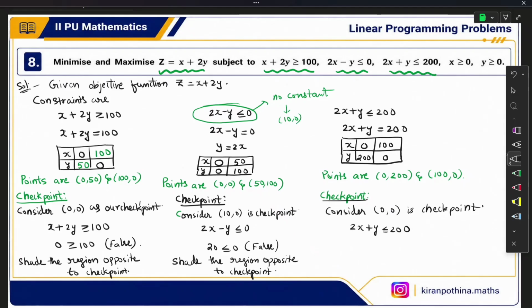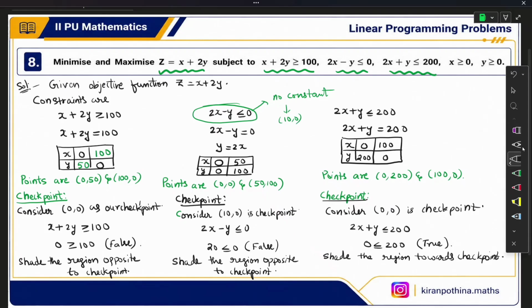When we take x and y both 0, it becomes 0 less than or equal to 200. Whenever 0 is less than or equal to 200, it is true. So out of these three lines, the first two got false and now we got true. True means what we need to write? Shade the region towards the checkpoint.